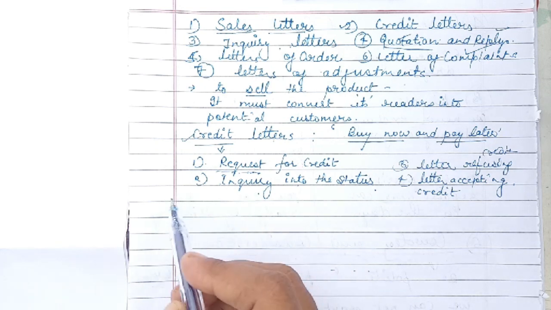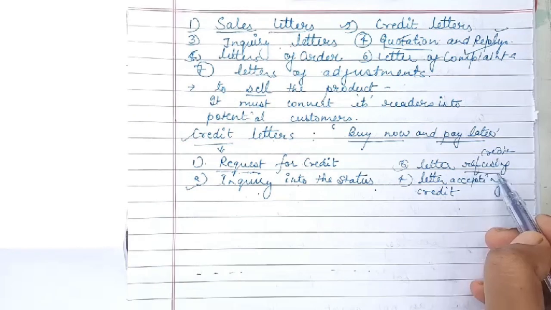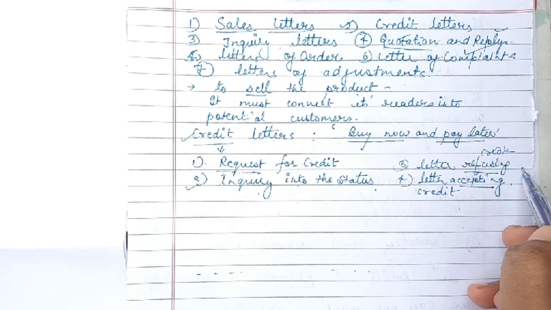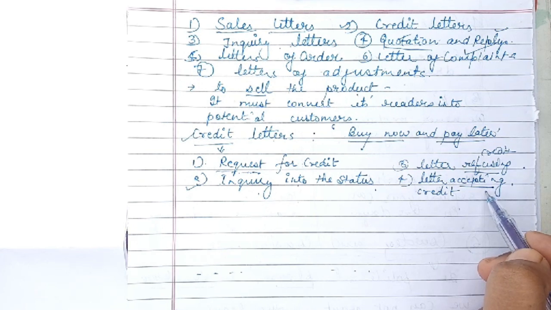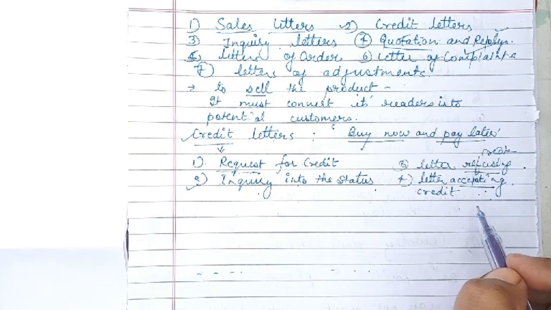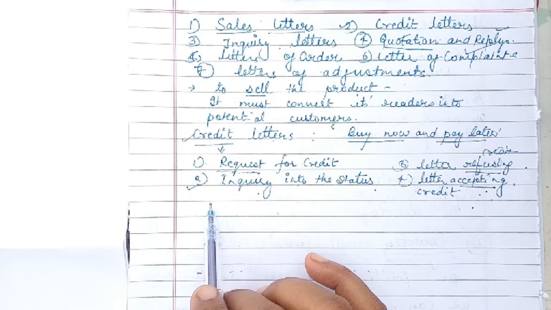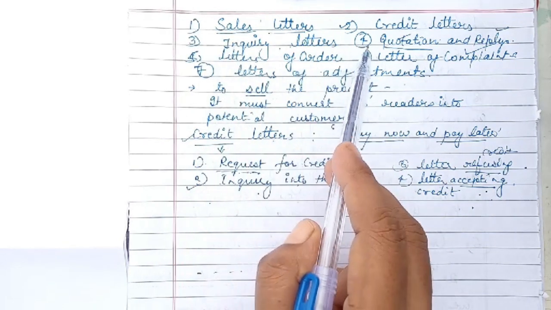And after that inquiry, there may be two types again: refusing or accepting. The second party can refuse to give you a loan or money, or it may accept your request. It can be satisfied and give you the money, so you can start your work on credit. So a credit letter can be written in these forms. Next is the inquiry letter.